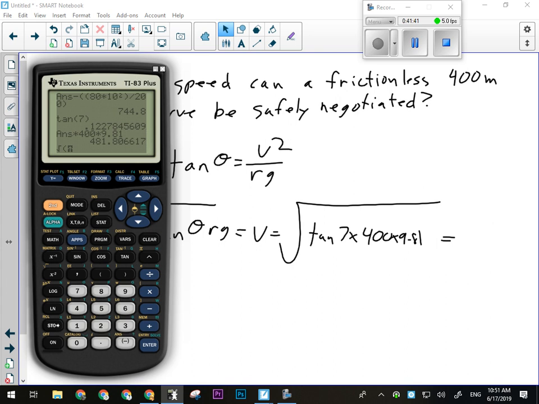Let's say that seems kind of big. Yeah. All right, 22 meters per second. I'm picking good numbers today. These are all coming out like they make sense.